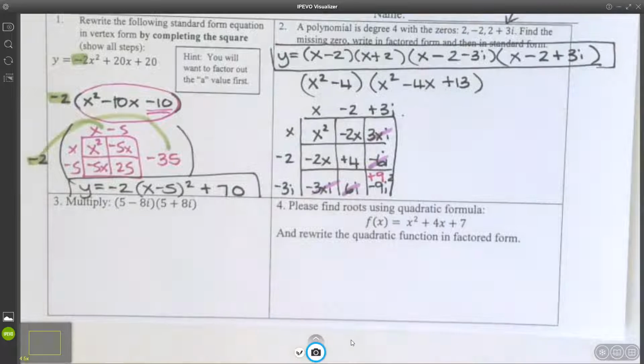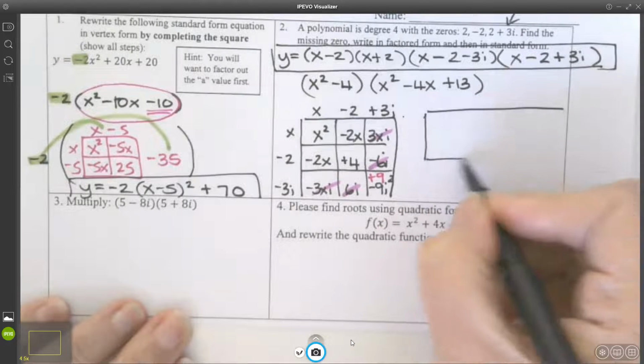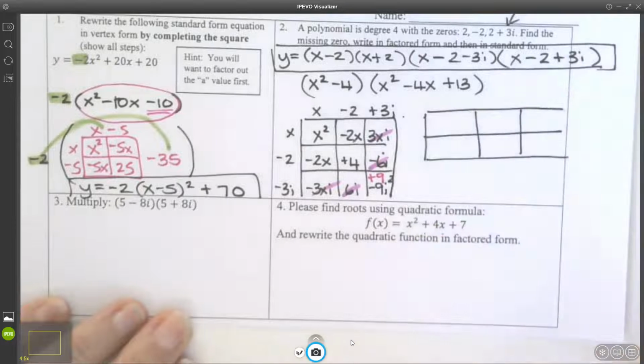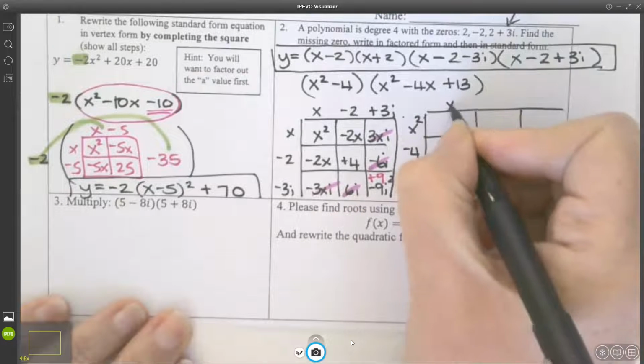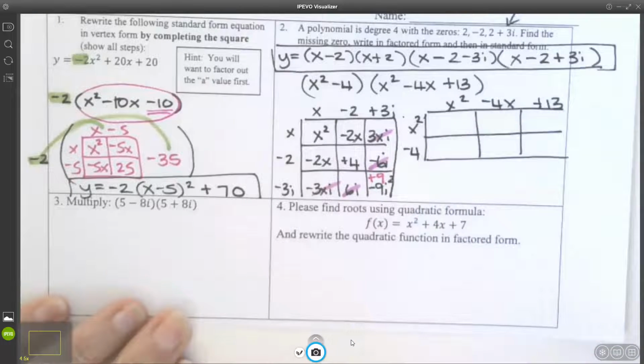And now you can multiply those out. You could do it with a box, or you could just use the distributive property. I'm going to do it with a box because I think it's easier to keep all of the terms straight when I'm doing that. So I need just a 2 by 3. I'm going to put x squared minus 4 down the side, and I'm going to put x squared minus 4x plus 13 along the top.